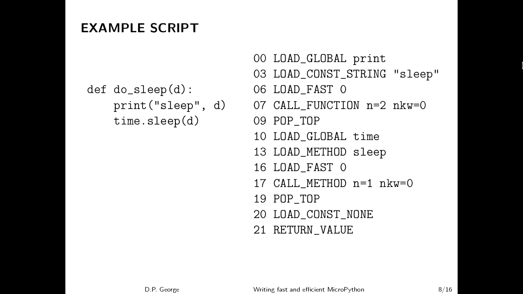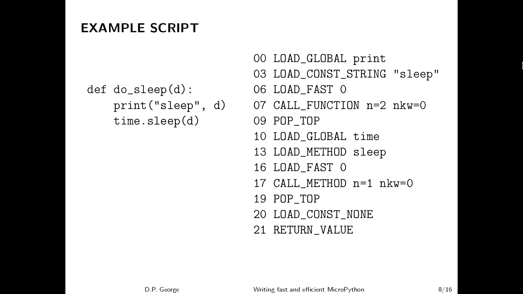And you can see exactly what it's doing here. So it's loading the print, loading a string, sleep. Now, load fast 0 means that it's loading the variable d, because that's the 0th local variable. And then it calls the function. So it calls print, that first thing it loaded there. And then the result, it doesn't care what the result is, just not using it. So it pops that off the stack.